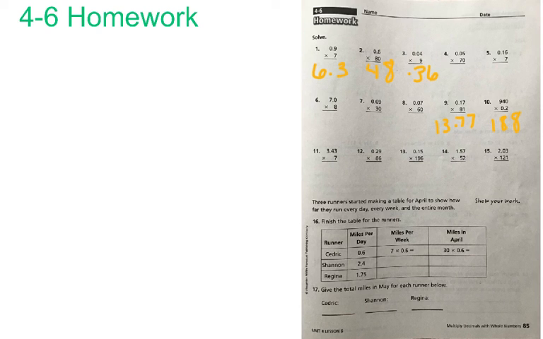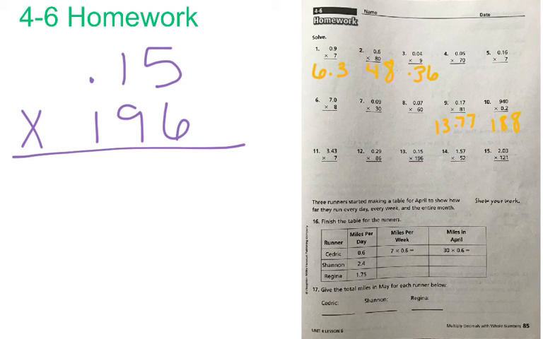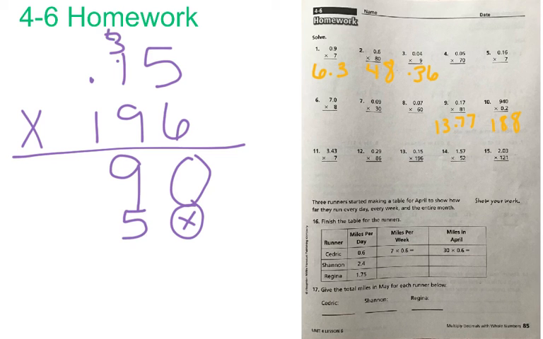Number 13, we have 0.15 or 15/100, and we're multiplying that by 196. Go ahead and at first we're going to ignore the decimal. 6 times 5 is equal to 30. Put down your 0, carry your 3. 6 times 1 is equal to 6, plus 3 is equal to 9. Now I'm going to put down my placeholder. 9 times 5 is equal to 45. Put down your 5, carry your 4. 9 times 1 is equal to 9, plus 4 is equal to 13.